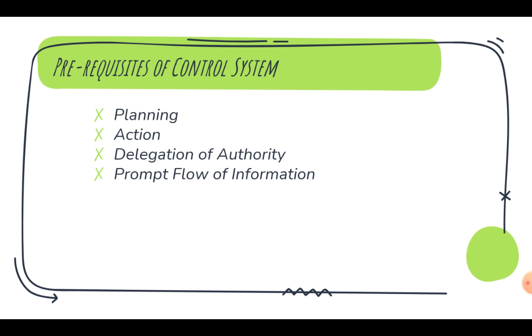Moving on, the second prerequisite of the control system is action. Now, you've set out your plans and then you've carried out the work. However, in case there are any mistakes or deviations, certain action should be taken. So timely action on the part of the manager is very important for exercising control. This is your second prerequisite. The manager should be giving proper guidelines to his subordinates to undertake different functions. The manager should be able to guide the employees properly.